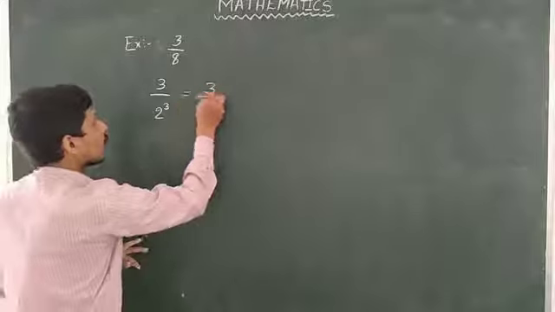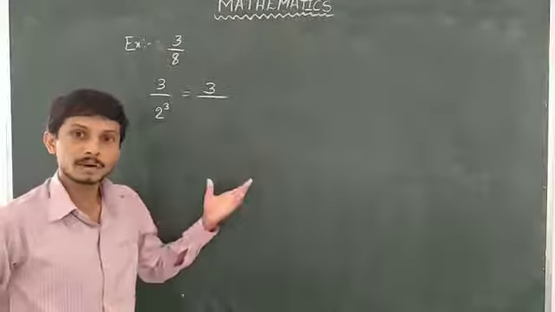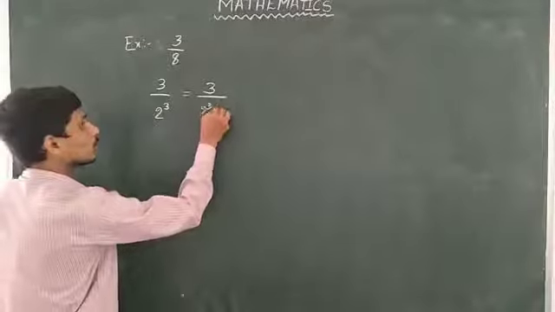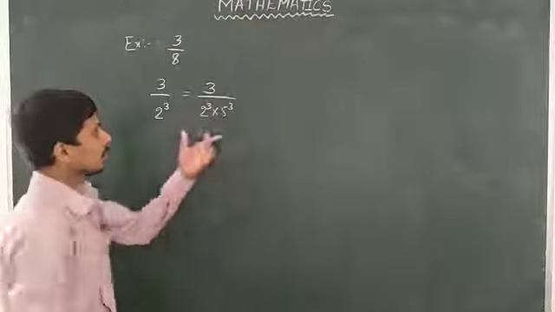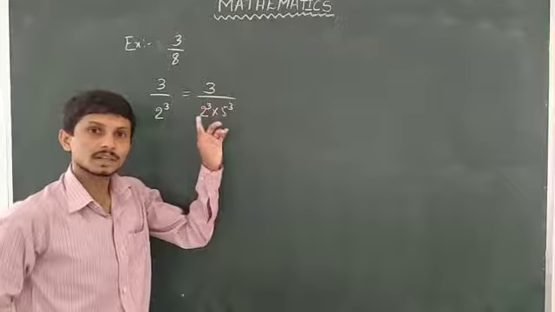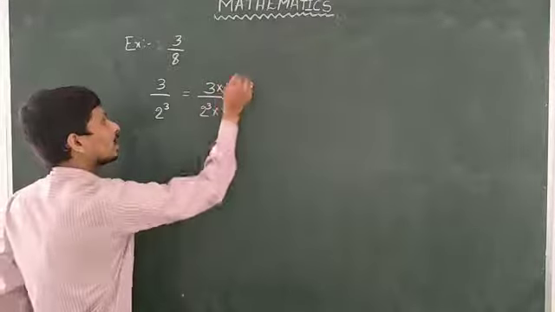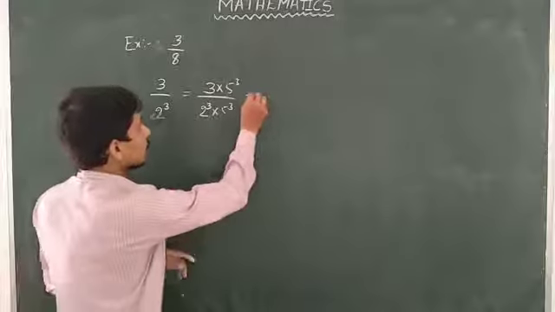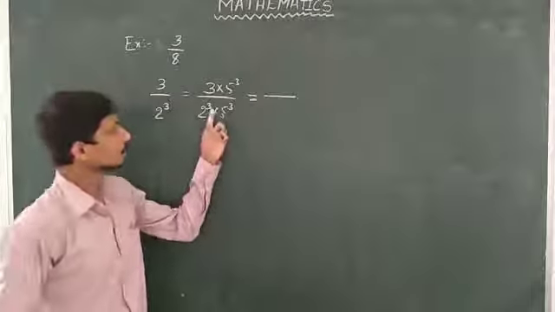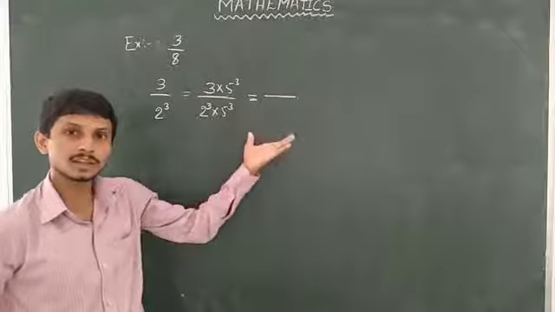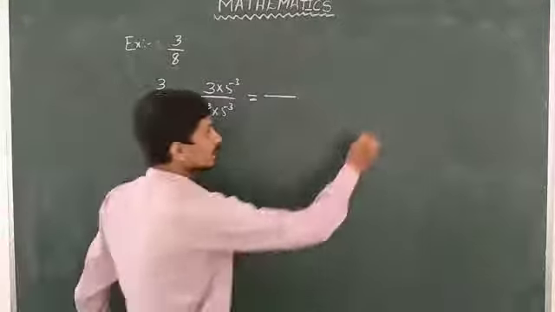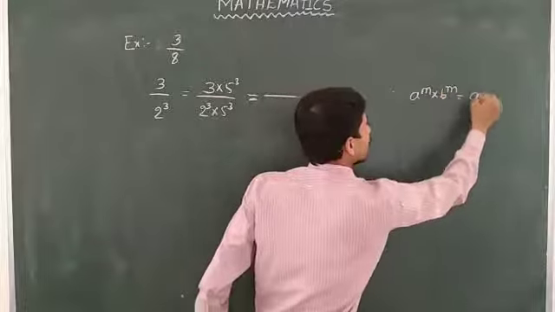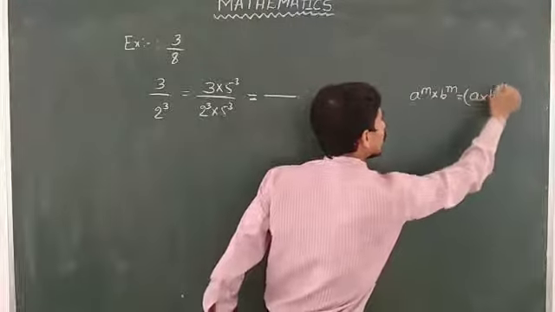So I will just multiply and divide this rational number by 5 raised to 3. So the denominator is 2 raised to 3 into 5 raised to 3. I will multiply 5 raised to 3 to the denominator, and likewise I have to multiply the numerator also. So what do we get here? 2 raised to 3 into 5 raised to 3. We already know the algebraic identity: a raised to m into b raised to m is equal to a into b whole raised to m.